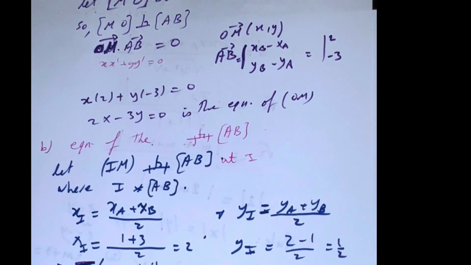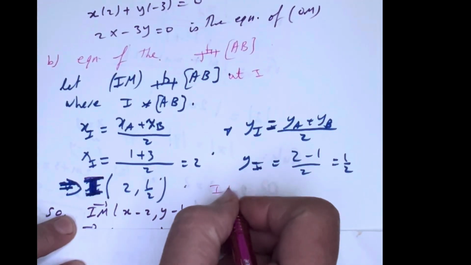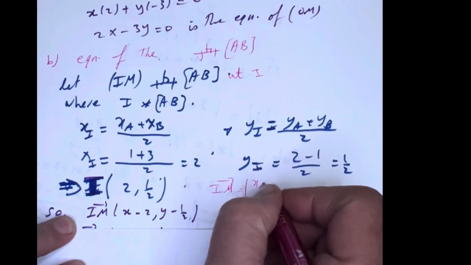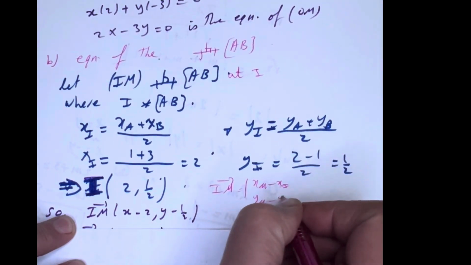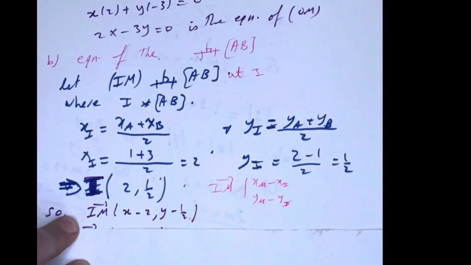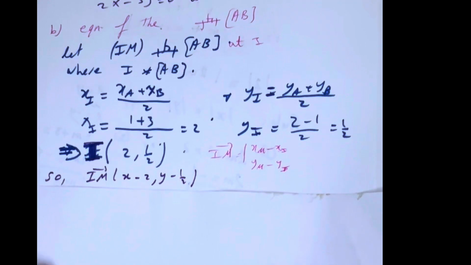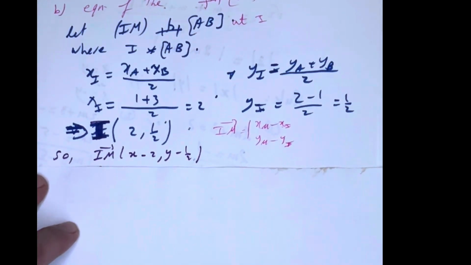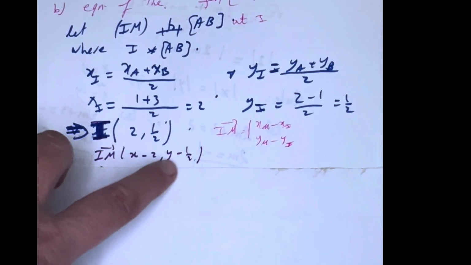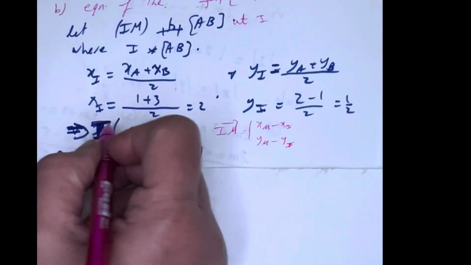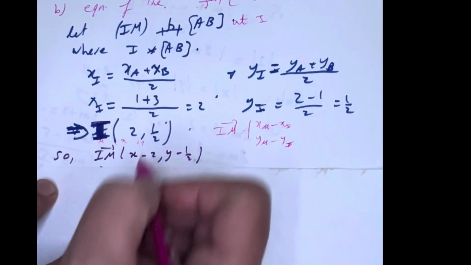And okay, by calculation. Now what is IM? It is, as you know, xM minus xI, which is x minus xI, and yM minus yI, which is y minus yI. yM is y and xM is x. I hope that you are seeing everything clearly. So IM is x minus 2, okay, and y minus a half. If you put M like here, x and y, so x minus 2 and y minus half.